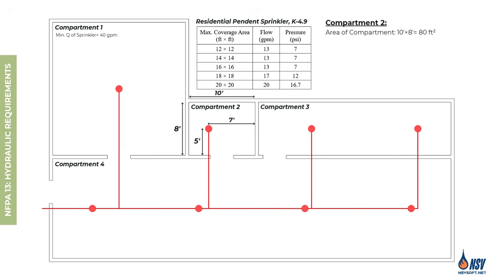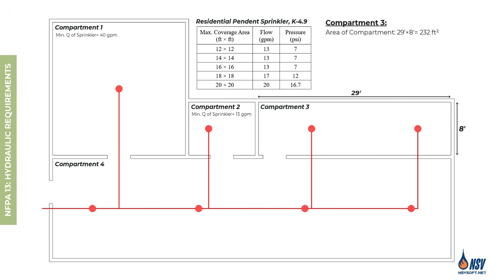Since the bigger distance between the sprinkler and the wall is 7 feet, the sprinkler coverage area is considered to be 14 by 14 feet, and the flow based on the data sheet is 13 gallons per minute. The average coverage area of the sprinkler is calculated by dividing the compartment area by the number of sprinklers, which results in 80 square feet. Therefore, the calculated flow is 8 gallons per minute. In this compartment, the sprinkler flow shall be considered as 13 gallons per minute.